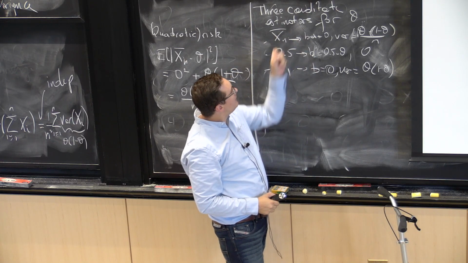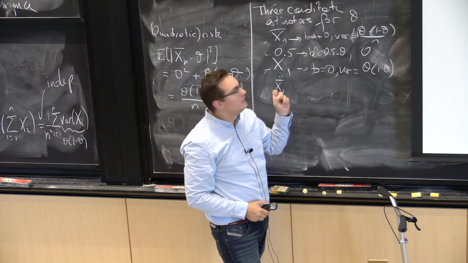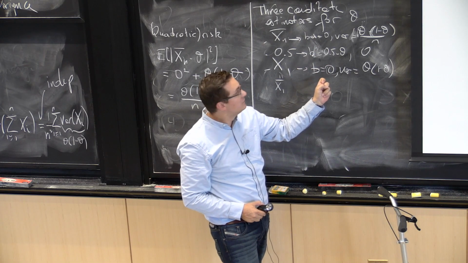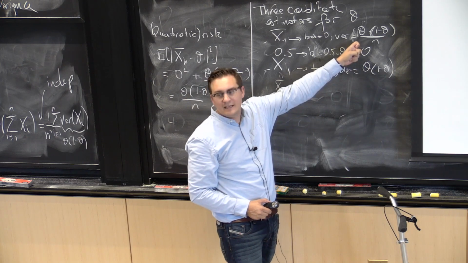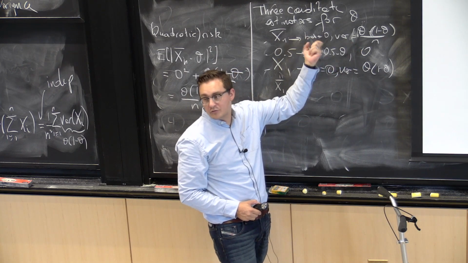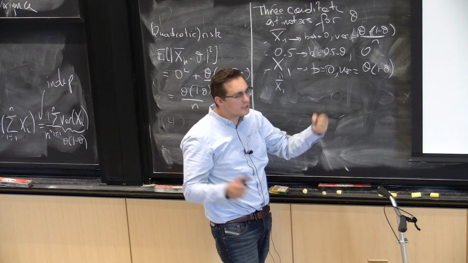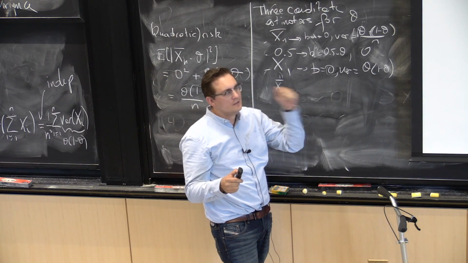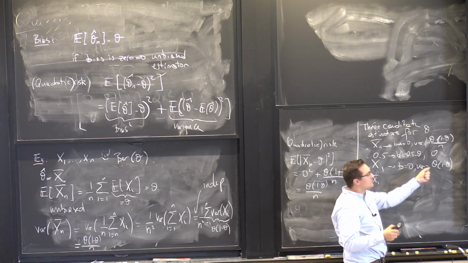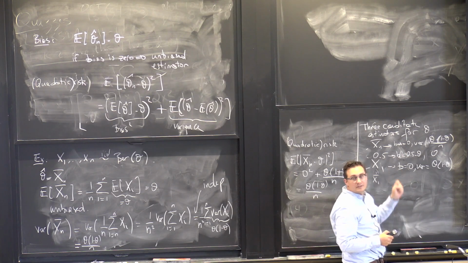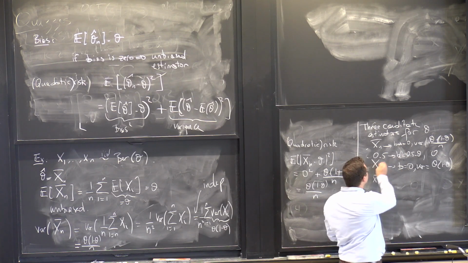Well, if I compare x1 and xn bar, then clearly I have 0 bias in both cases. That's good. And I have the variance that's actually n times smaller when I use my n observations than when I don't. So on these two fronts, the first number is the same, the second number is better for the other guy. So I will definitely go for xn bar compared to x1. So this guy is gone.